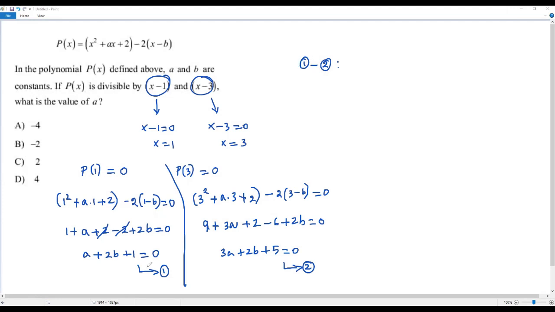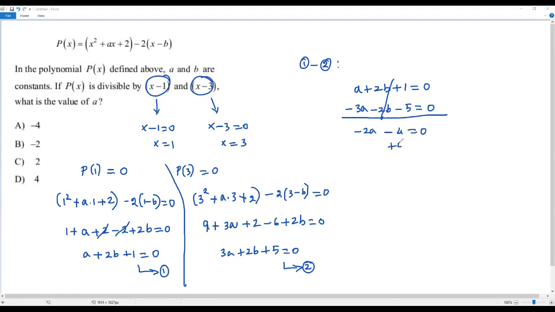Now let me write the first equation as it is. It is a plus 2b plus 1 equals 0. Since we have a negative sign in front of the second equation, we have to multiply each term of the second equation by this negative sign. When I multiply positive 3a by the negative sign, I am getting negative 3a. When I multiply positive 2b by the negative sign, I am getting negative 2b. Then when I multiply positive 5 by the negative sign, I am getting negative 5 equals 0. Here, positive 2b and negative 2b will cancel out. When I combine positive 1a and negative 3a, I am getting negative 2a. And when I combine positive 1 and negative 5, I am getting negative 4 equals 0.